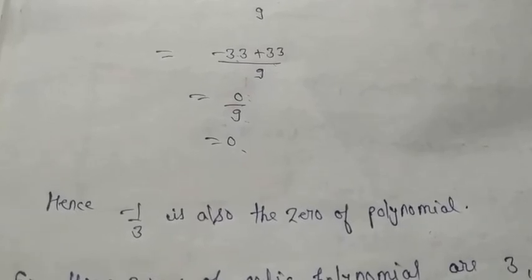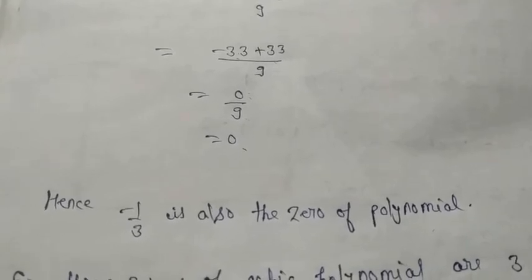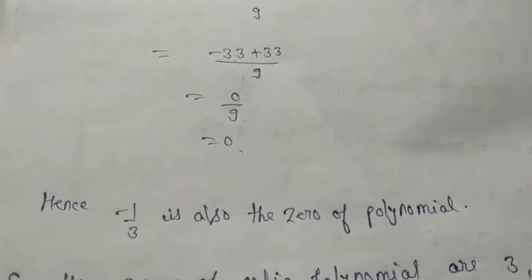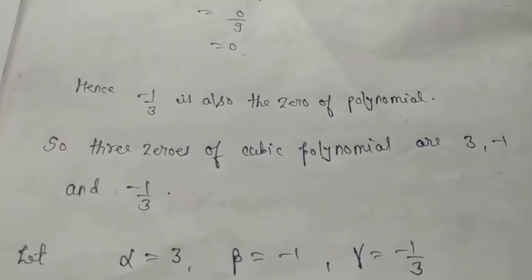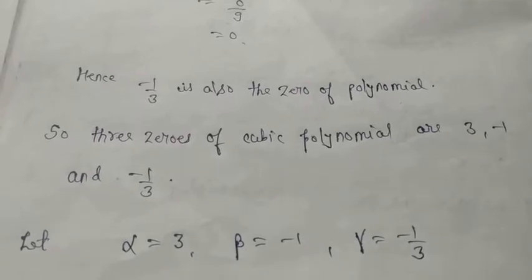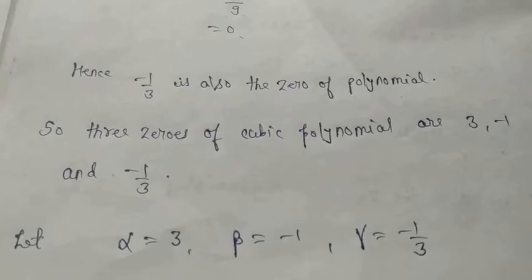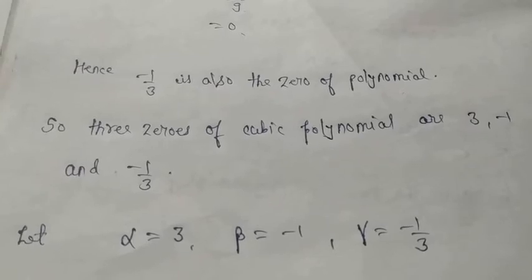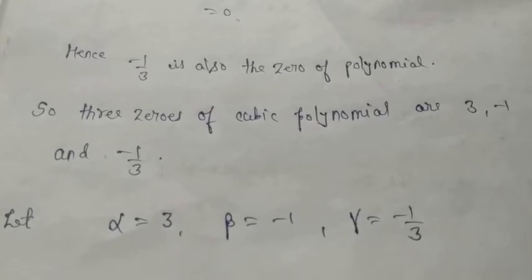Okay, I think it is clear. Whenever you have to check whether a given number is a zero of the polynomial or not, just put it in the polynomial, and when the polynomial becomes 0, it shows that it is a zero of the polynomial. Now children, so we can say the 3 zeros of the cubic polynomial are 3, minus 1 and minus 1 by 3. And because it is a cubic polynomial, you can assume them as alpha, beta, gamma. So I have given a certain name to all the values, that is alpha equal to 3, beta equal to minus 1 and gamma equal to minus 1 by 3.